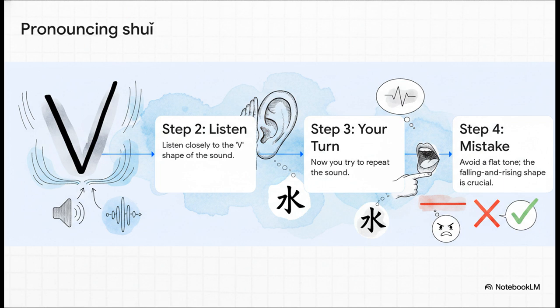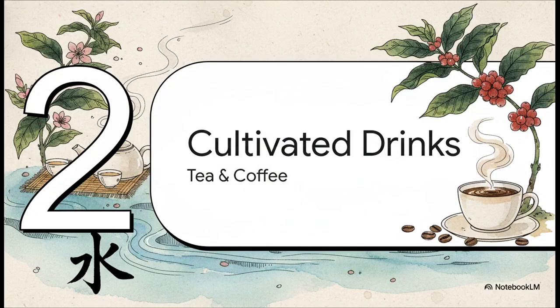Good, nice. Now, a really common mistake is to just say it with a flat tone. You have to get that dip and rise. That V shape is absolutely crucial. It can change the meaning of the word entirely. So let's try it one last time, all together. Shui. All right, great job. So now we have our foundation, right? We have shui, water. Now let's start building on top of it.